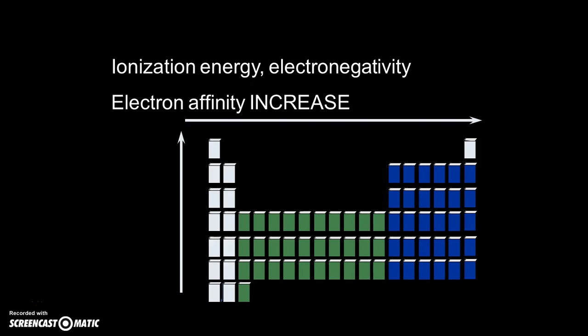Ionization energy, electronegativity, and electron affinity all have the same trend. They all increase up and to the right of the periodic table, towards the nonmetals, towards the smaller atoms.